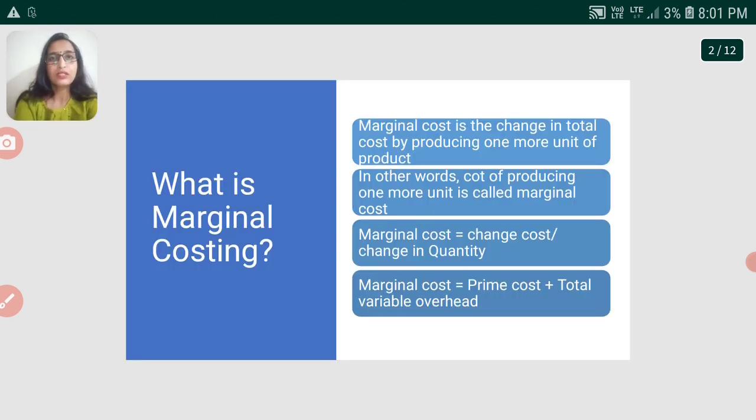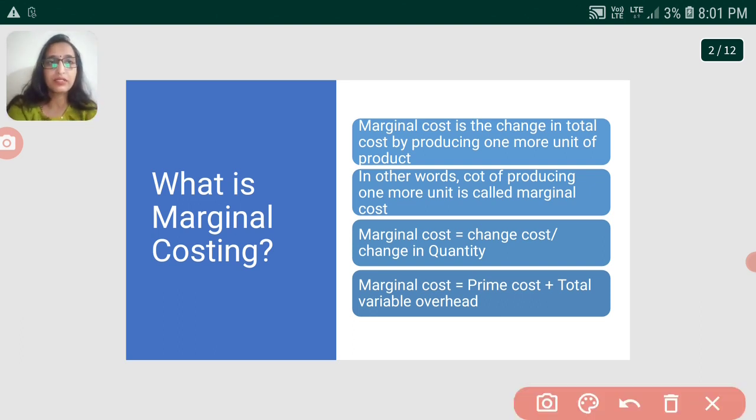First, we'll discuss what is marginal costing. Marginal cost is the change in total cost by producing one more unit of a product. You already know from the elements of costing the meaning of total cost. For example, 100 units were manufactured, so the total cost comes to, say, 1 lakh. In case we produce one more extra unit, one unit.